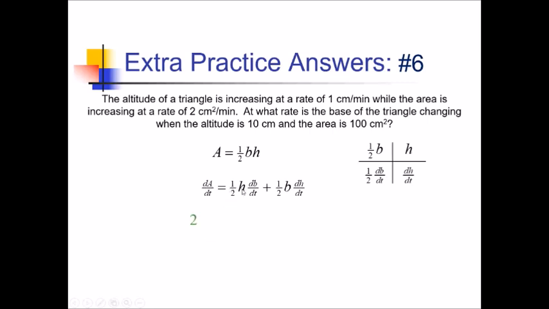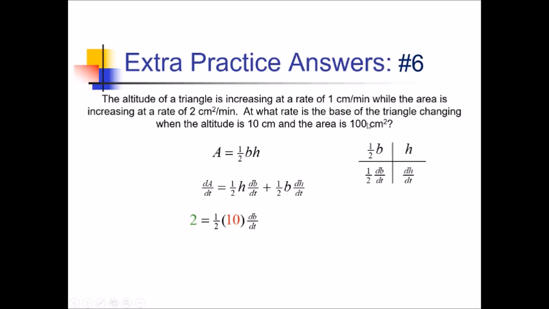And then for h, well, they gave us the altitude. That's going to be 10 centimeters at this point in time. So this equals 1/2 times 10 times dB over dt, because we don't know that yet. That's what we're solving for. Now, how about the base of the triangle? Well, they didn't give us that, but we can work backwards to find it.